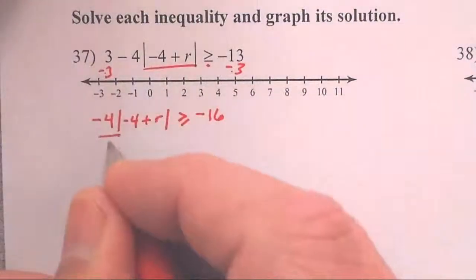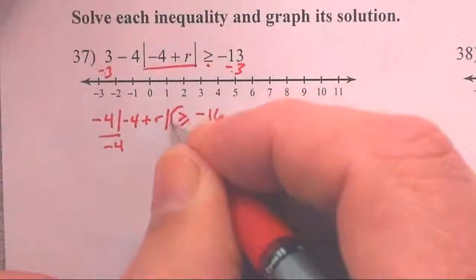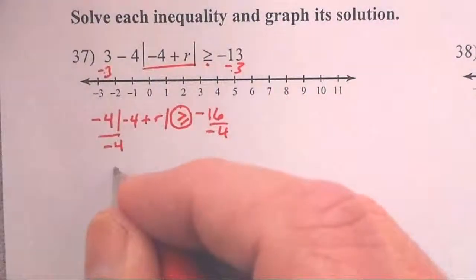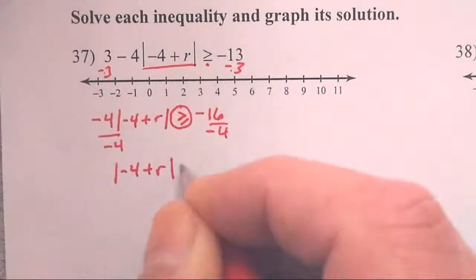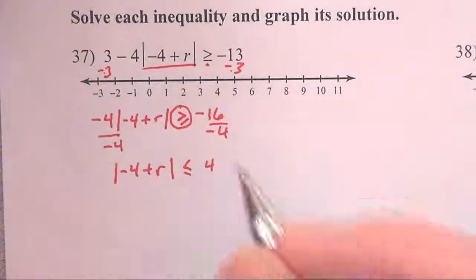So my next step, I'm going to rescue negative 4 with division, and I'm going to circle this guy to remind myself I just rescued a negative using multiplication or division. That needs to switch. So I get the absolute value of negative 4 plus r is less than or equal to positive 4.